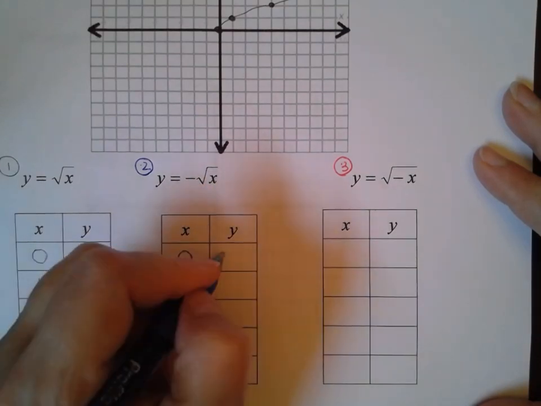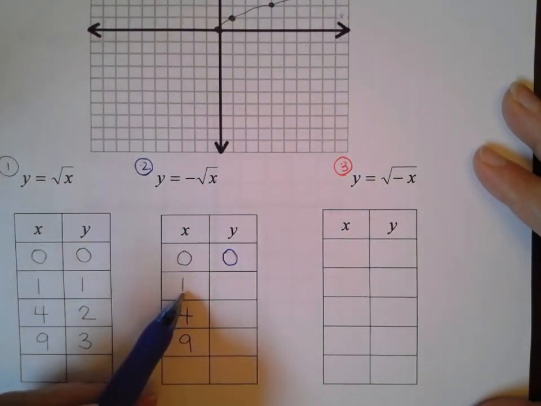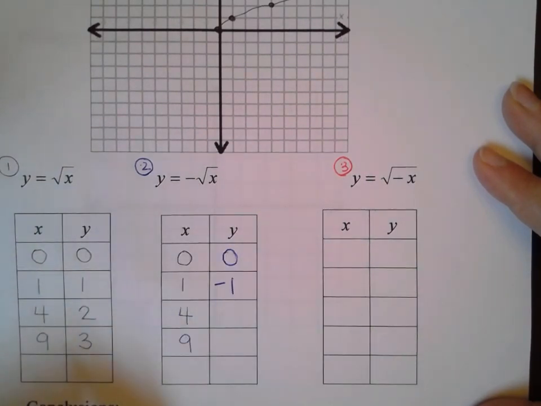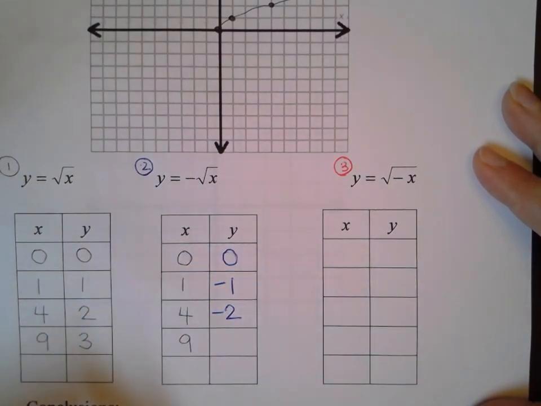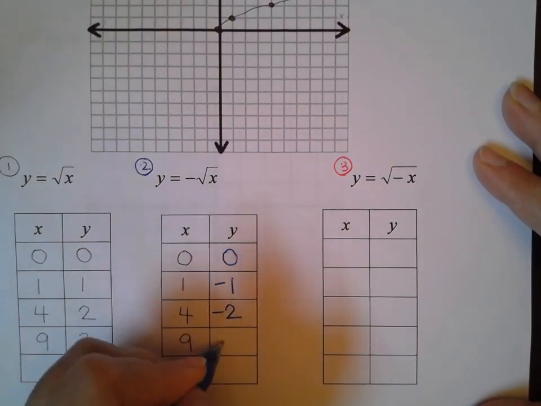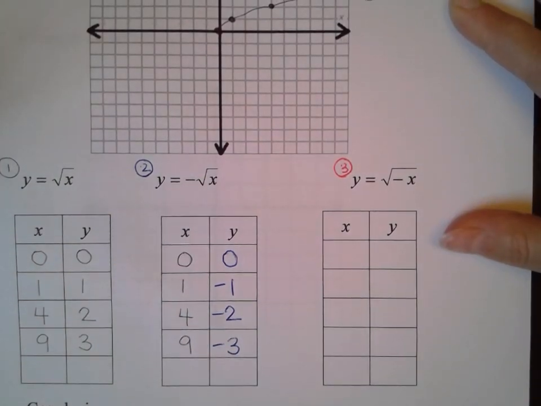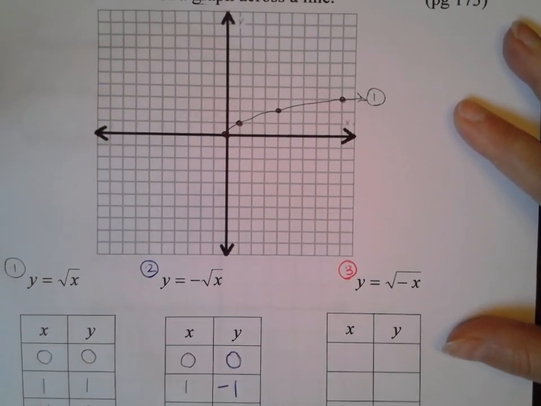So that doesn't really affect 0 because negative 0 is still 0. When I take the square root of 1 is 1, apply the negative, I get negative 1. Square root of 4 would be 2, apply the negative, negative 2. Square root of 9 would be 3, apply the negative, I get negative 3. Okay, so when I put a negative on the outside, the y values become negative.